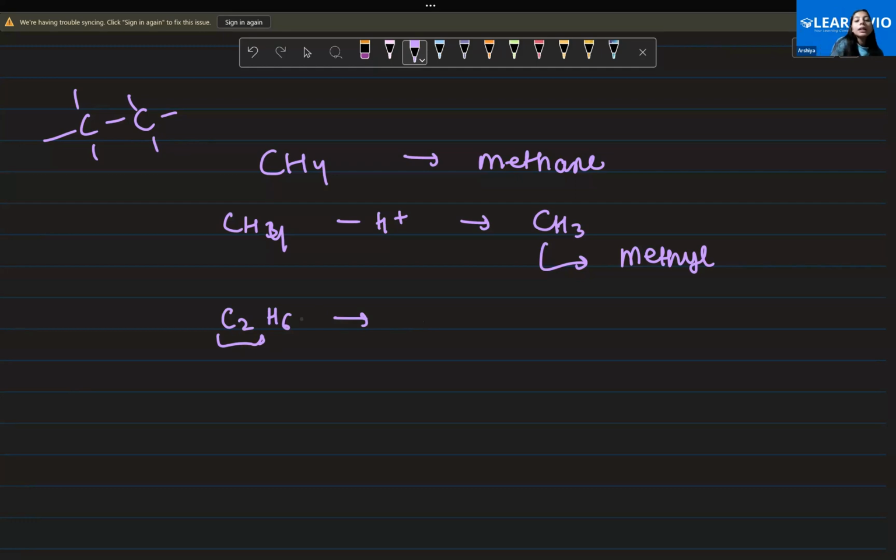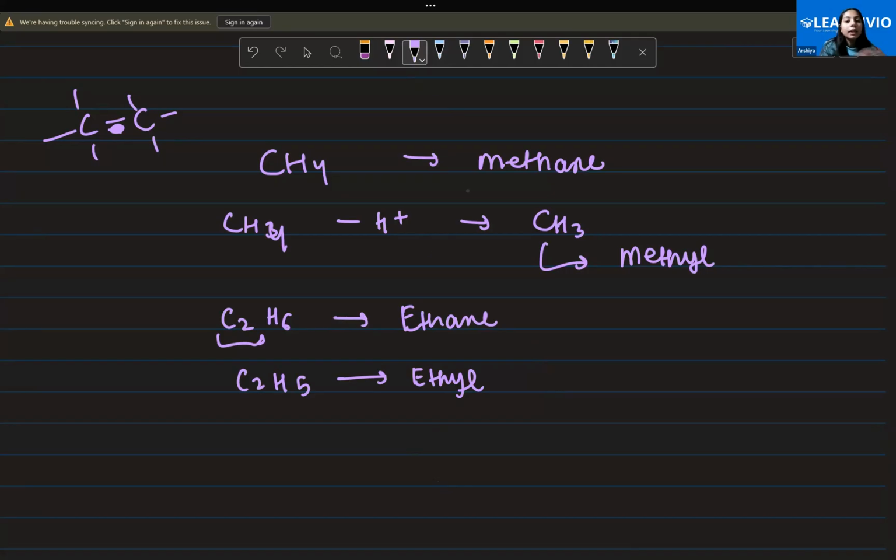Ethene would be when you have a double bond between these 2 carbons, but there's no double bond here, just C2 and H6. Draw 2 carbons, satisfy the valence and make 6 hydrogens. So there is no space for a double bond. This is ethane. If I remove one hydrogen, this is C2H5, so this will be ethyl. Okay, clear?